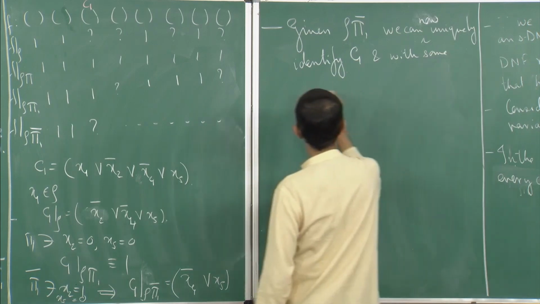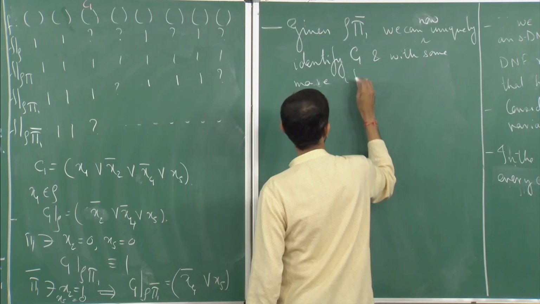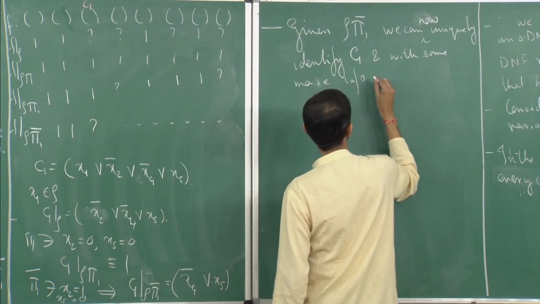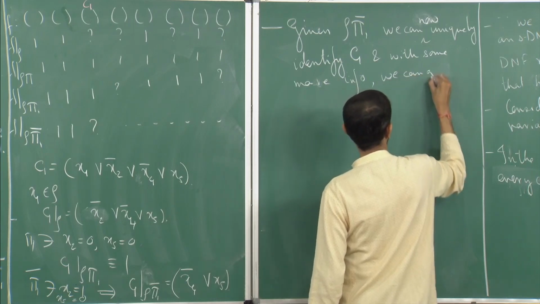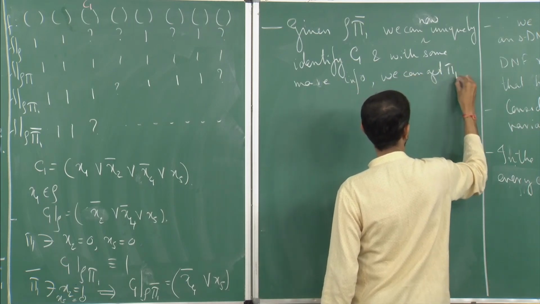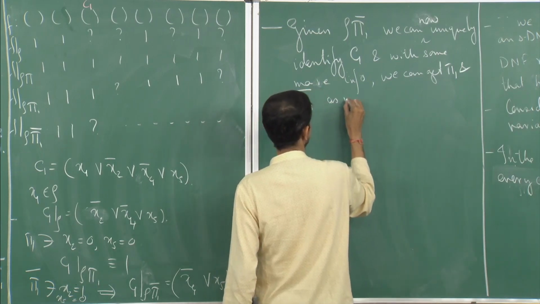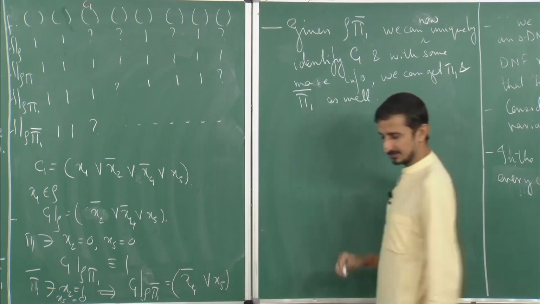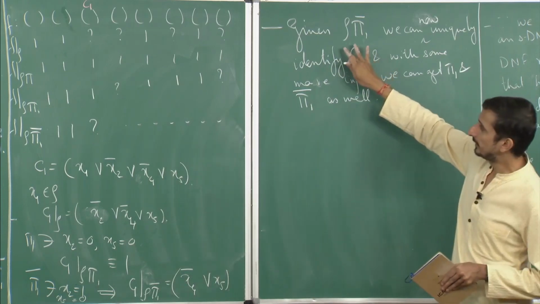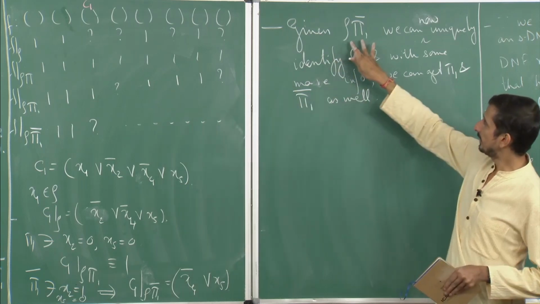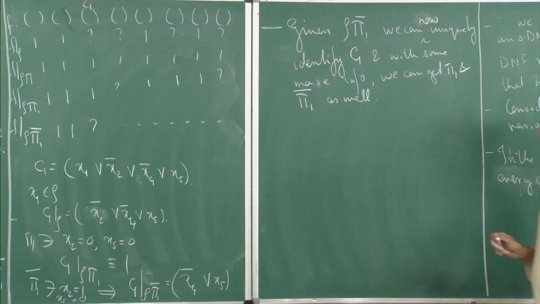Okay. And we will see later on that with some more info we can get pi 1 and pi 1 bar as well. So, what that information is we will see later on, but the key thing is that to find out C1, if we are given rho pi 1 bar, we can uniquely identify C1. Okay.